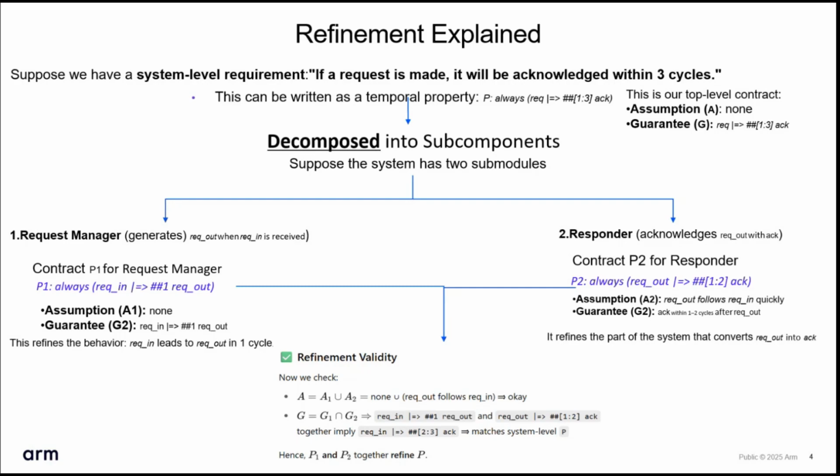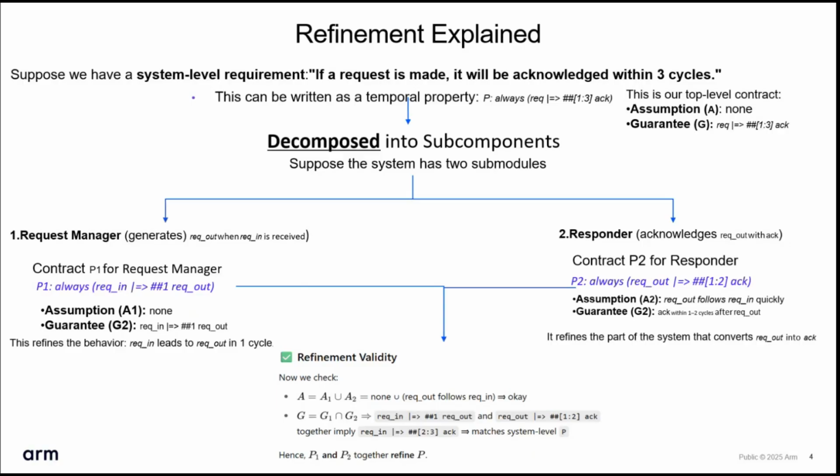For the request manager, we write a request manager level contract, which is P1. It says that whenever there is a request in, after maybe 1 cycle, you will have a request out. Again, in this case, we don't have any assumptions, but we have guarantees that for every request in, the request out should be there within one clock tick.